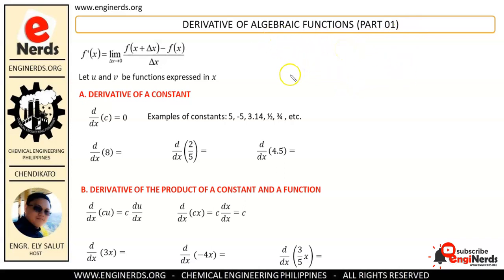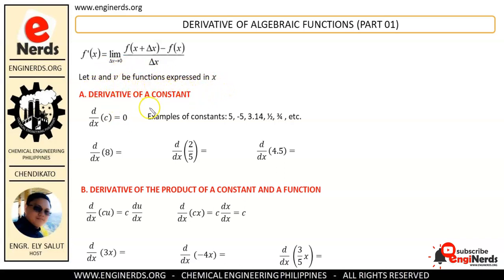So, natutunan natin sa previous video natin that the derivative of the function of x is equal to the limit of the function of x plus delta x minus the function of x over delta x as delta x approaches 0. So on this video, let u and v be functions expressed in x.